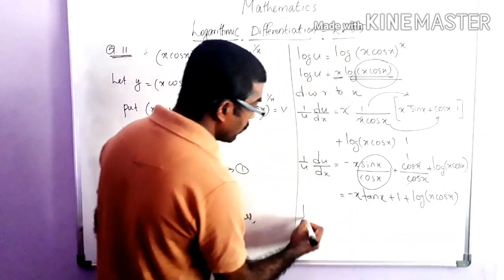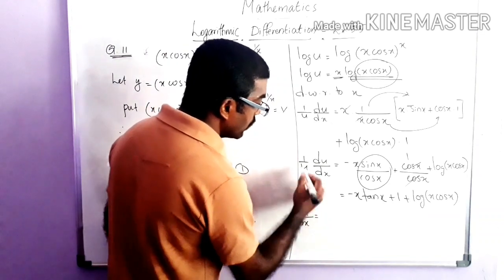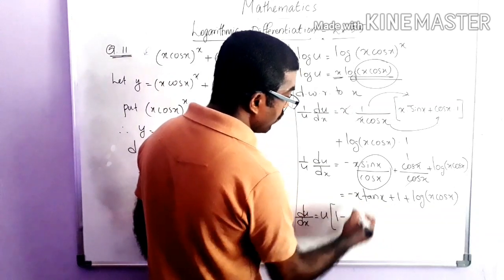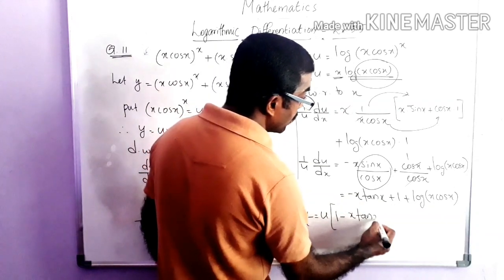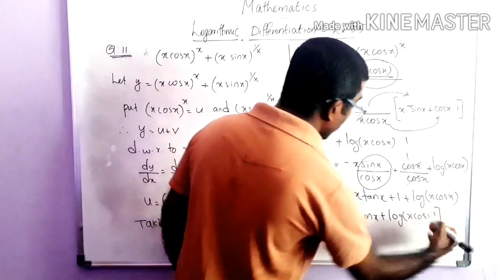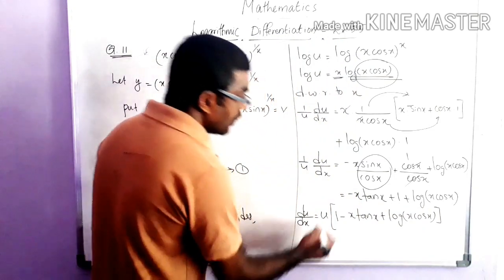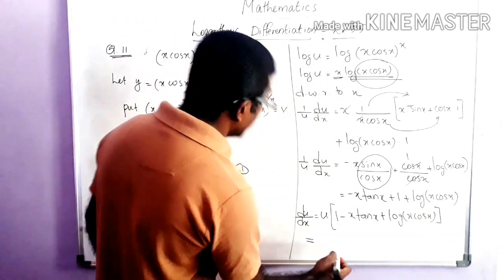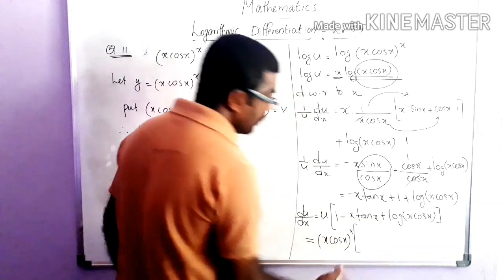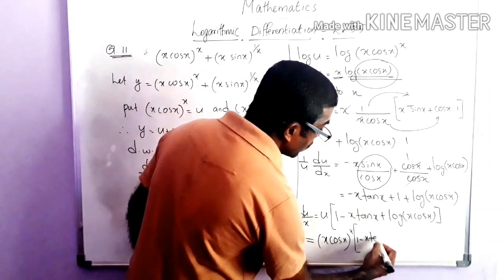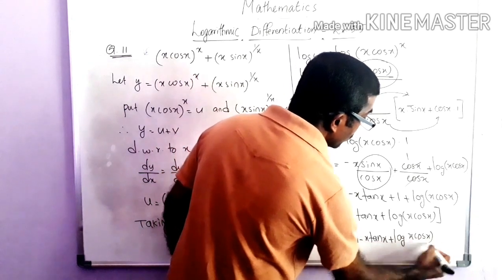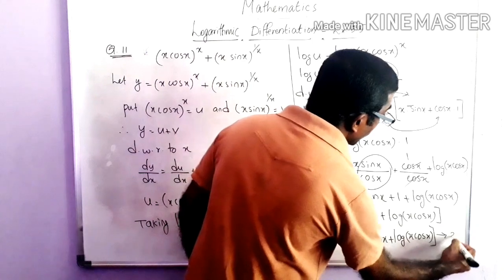Okay, therefore du by dx is equal to this u into this positive term we can write first, that is 1, then we write the next term x tan x plus log x cos x. Or we can replace the value of u, that is (x cos x)^x into 1 minus x tan x, then plus log of x cos x. You can take it as equation number 2.